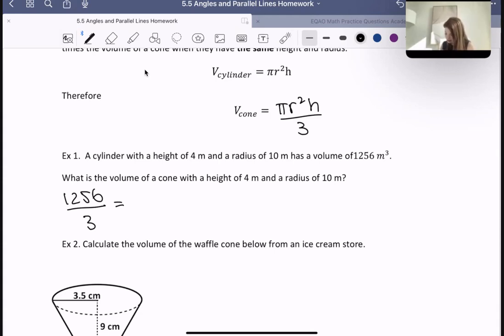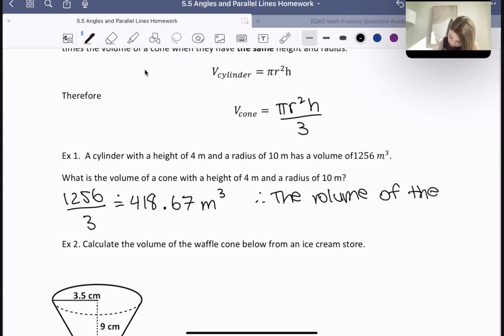1,256 divided by 3 is going to be 418.67 approximately meters cubed. So therefore, the volume of the cone is 418.67 meters cubed. Very good.